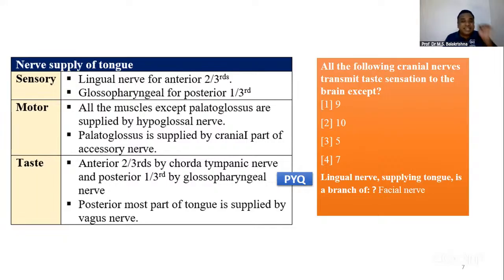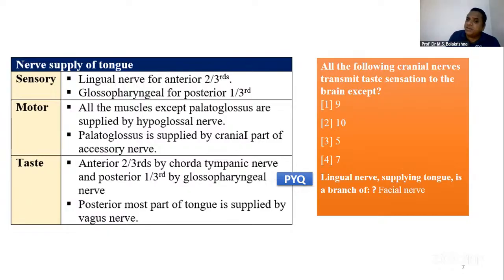So taste sensation is not by the 5th cranial nerve, but is only the sensory. So please understand and do not get confused. This table, which is there on your left hand side, that you should learn properly.